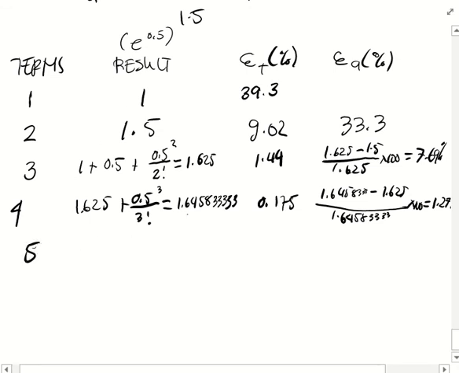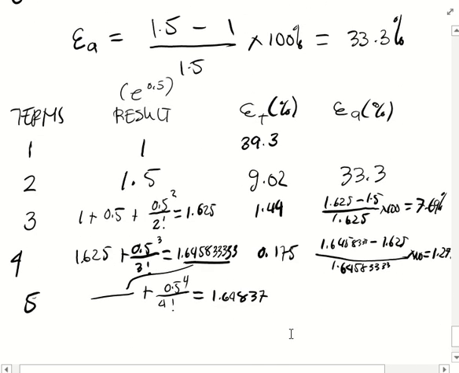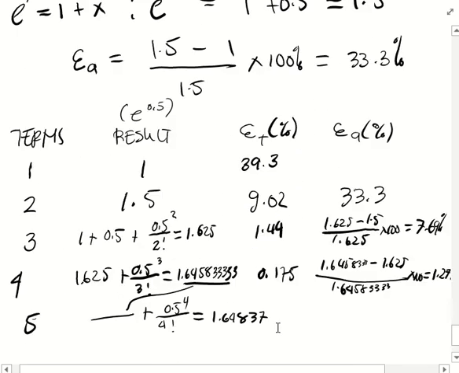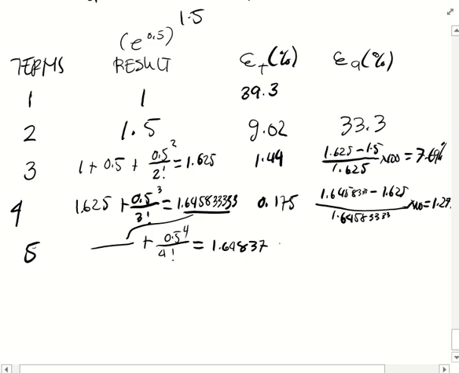So I'll just take the last term here, I put it here, then I add it with 0.5 to the fourth over 4 factorial, and this will be equal to 1.64837. Then my true error will be, if we subtract this from our actual value, it's almost identical, 721, 837. The answer is 0.0172%.